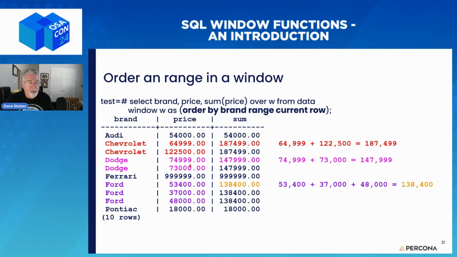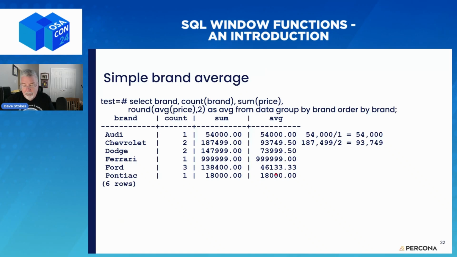Fords summed. Now, if you're not used to playing with SQL, it's very easy to do averages. The one thing I recommend that might be kind of hard to read is we're trying to average the price and we're rounding it to 2 digits. So you notice that the average comes out to 2 digits. If not, it gives a whole bunch of different information. If you want a proof of the math, 54,000 divided by 1 is 54,000. The 187,499 divided by 2 is the 93,749 figure.